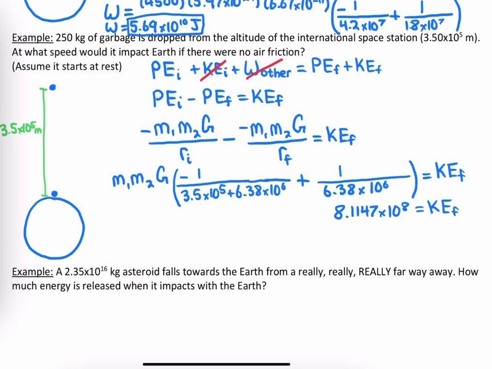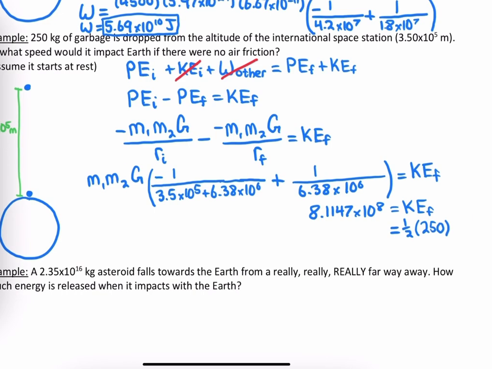Now remember, what we're actually looking for is the speed at which it would impact Earth. So we're looking for the speed final, not the kinetic energy final. But we can easily get the speed now that we have the kinetic energy. Because we know that kinetic energy is equal to 1/2 the mass, which is 250, times the speed squared.